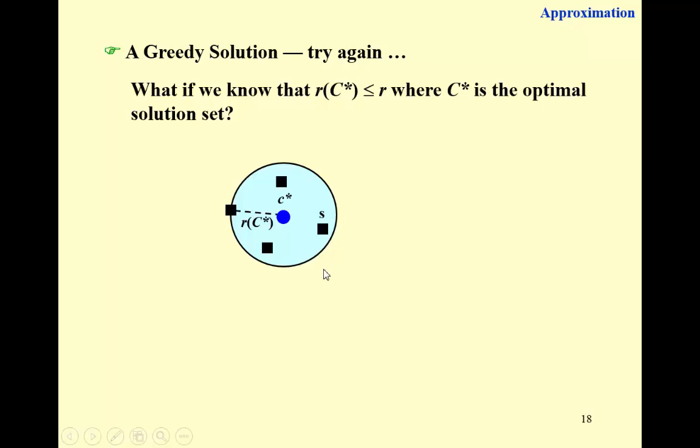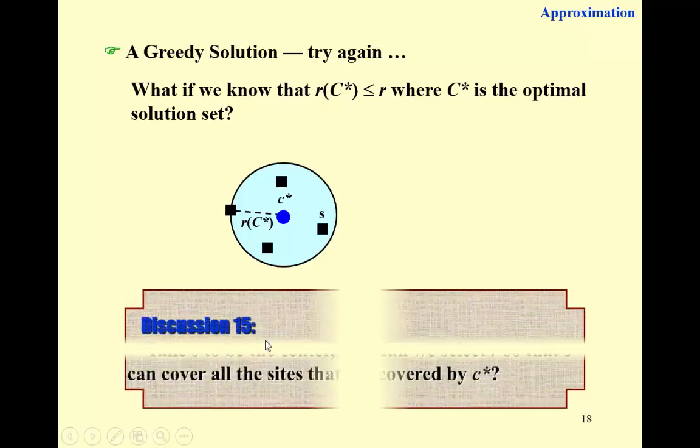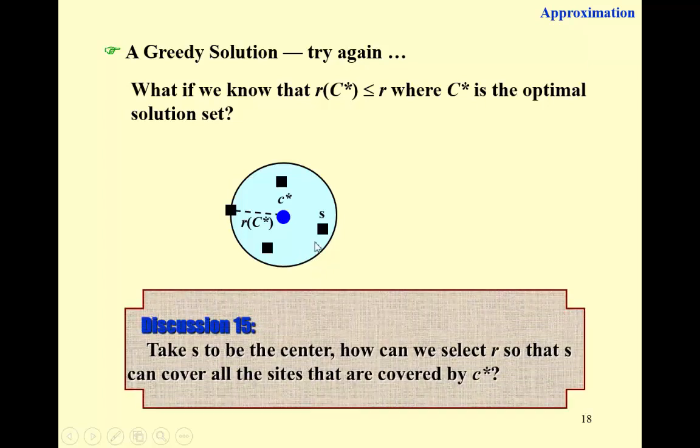Now, here comes your discussion question. What if we take this S to be the center? How can we select the radius R so that S can cover all the sites that are covered by the real optimal solution? Think about it.